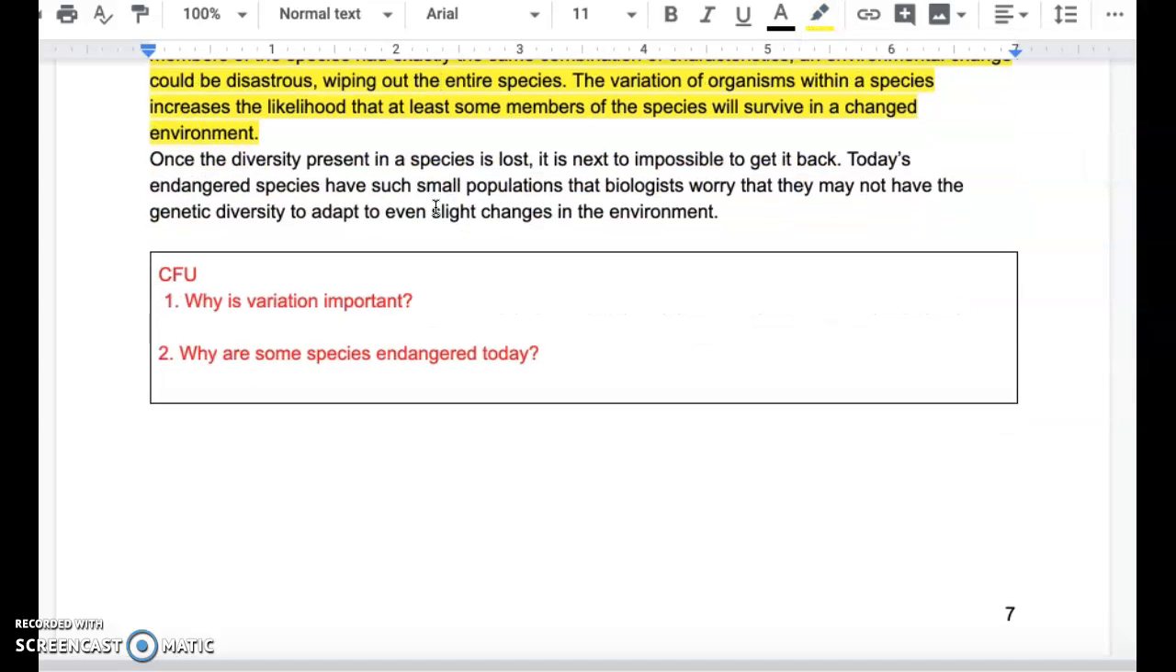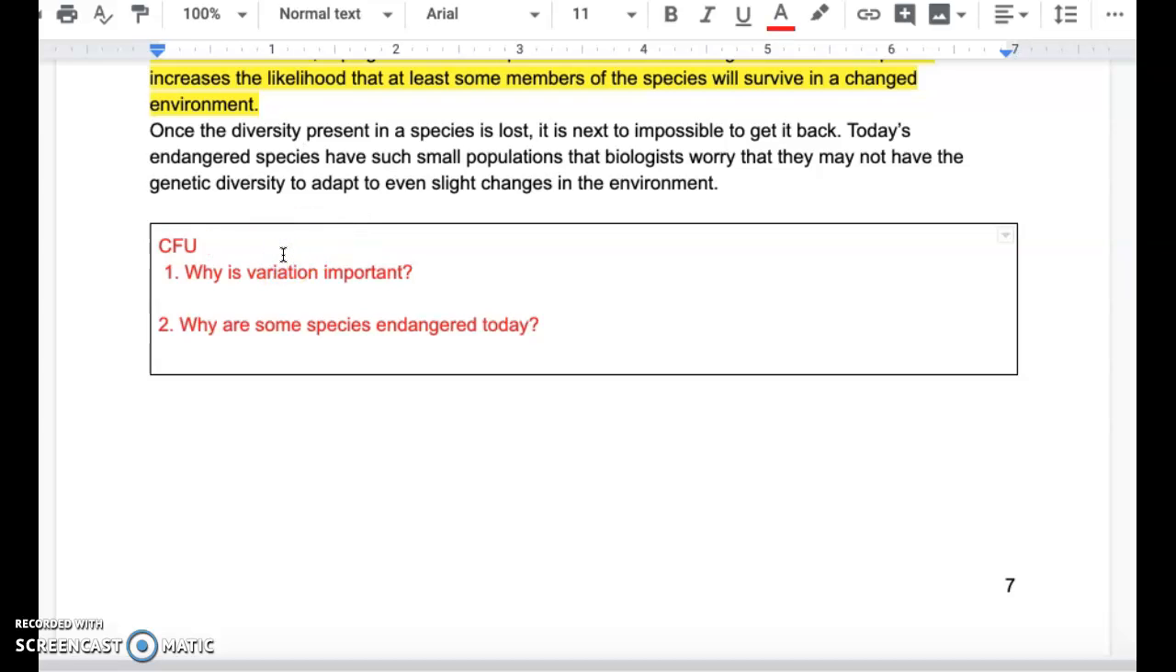It's really important. Once the diversity present in a species is lost, it's next to impossible to get it back. Today's endangered species have such small populations that biologists worry that they might not have the genetic diversity to adapt even to slight changes in the environment. So now you're going to summarize in your own words, why is variation important and why are some species endangered today?